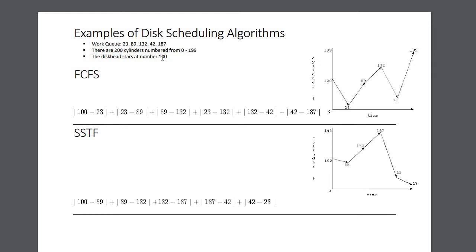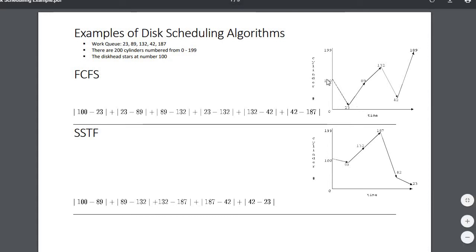Currently the head is placed at the 100th cylinder. So how can we implement these algorithms? First come first serve is a very simple algorithm. It says that the head moves to those cylinders which appear first. In our case the head is placed at the 100th cylinder, and the very first cylinder appearing in the work queue is 23.